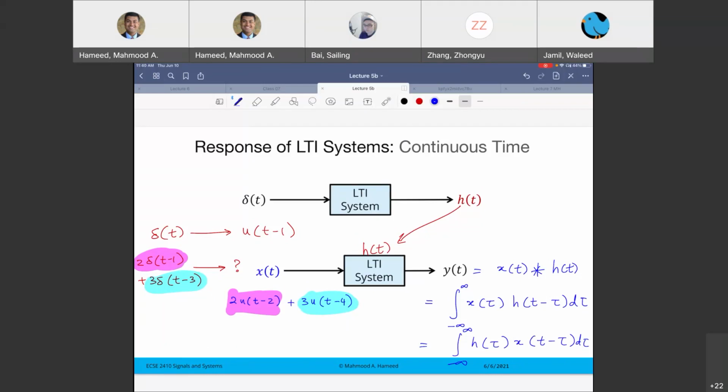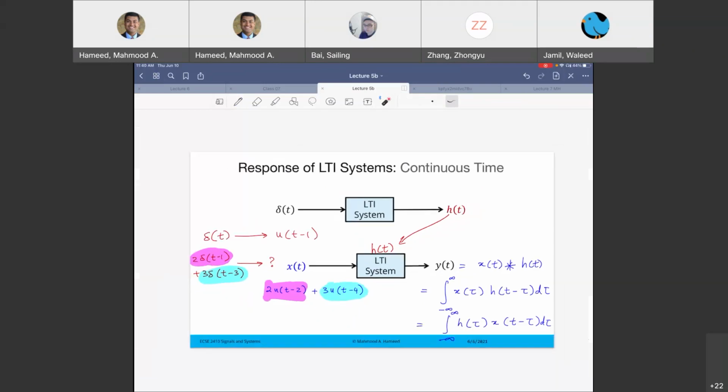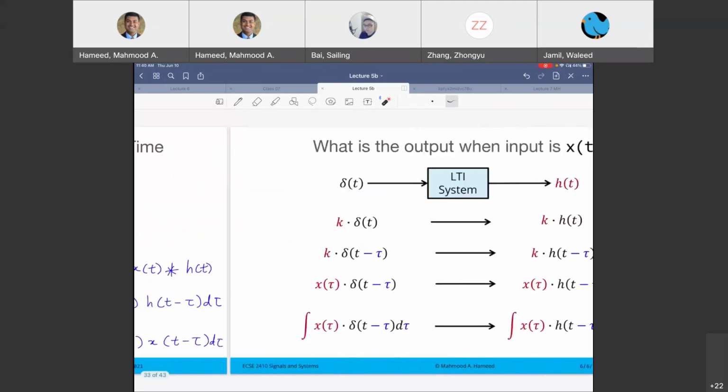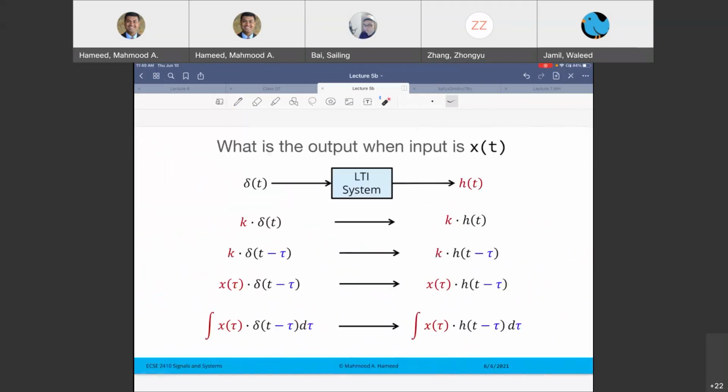Now, my first goal is going to be to prove whether the output of this system when input is x is this or not. To that end, let me go through a series of steps. The first thing is, what is the output when the input is x of t? That's my goal. Find out what y of t is going to be. So the first thing that I'm going to do, give it an input of impulse, find the output as the impulse response, h of t.